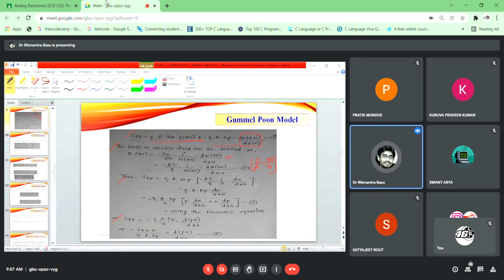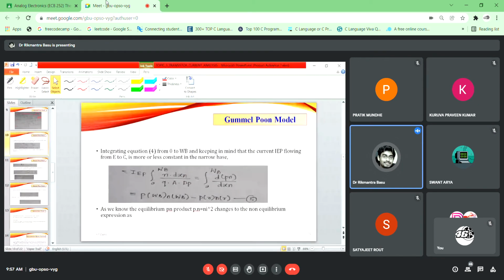Correspondingly, or if you just interchange the left hand side and right hand side, and after integration from 0 to WB, if you take the width of the base as 0 to WB, and keeping in mind that the current IEP flowing from emitter to collector, the conventional one, is more or less constant in the narrow base, you can write the final form of this: IEP integration 0 to WB n into dx by q into dp equals integration 0 to WB d by dXn, which is p into WB into n into WB, or p into n.